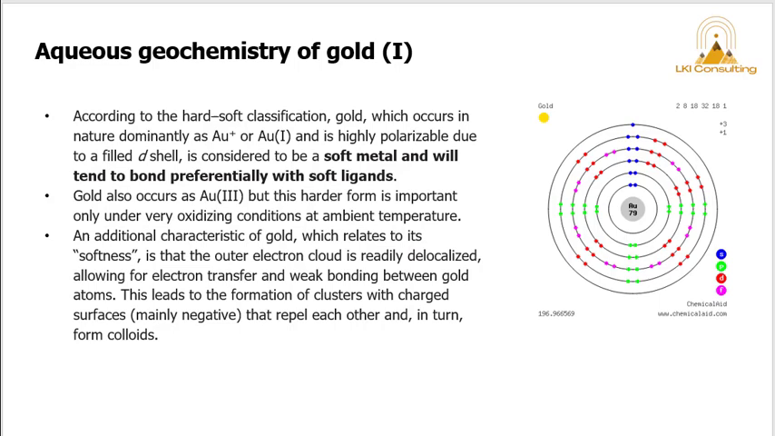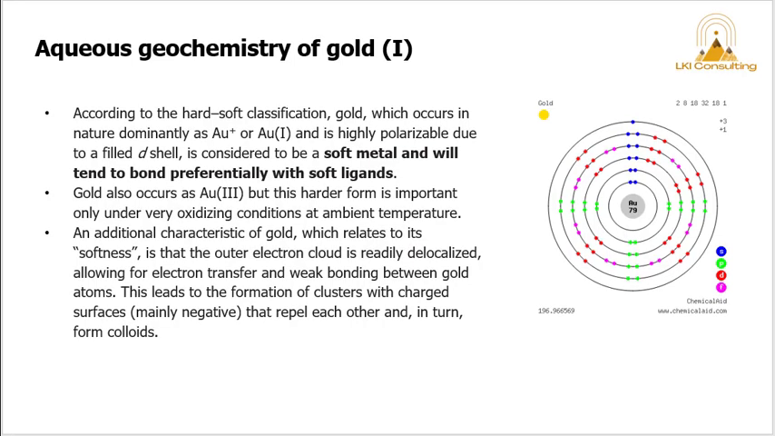Continuing down this path, gold is typically found in nature as gold +1, and it's considered a soft metal and will tend to bond with soft ligands. We're not going to focus so much more on gold in the 3+ state, but this harder form is important only under really oxidizing conditions at ambient temperature.